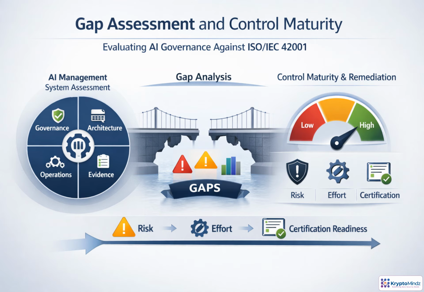In this module, we'll turn ISO IEC 1421 expectations into a practical readiness check. You'll assess current governance and architecture, uncover evidence and operational gaps, judge control maturity, and prioritize fixes by risk, effort, and certification impact.